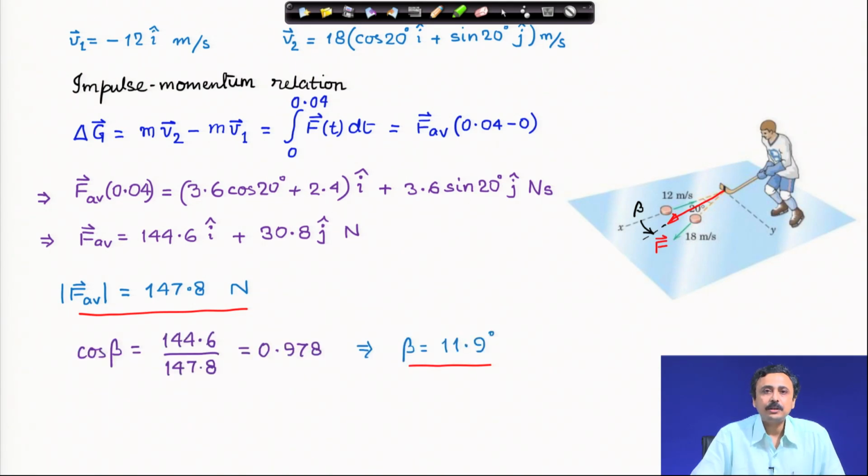And you can easily calculate the direction of that force, because we know the average force vector, and therefore, I can calculate this angle beta. The cosine beta will be nothing but the x component of the force divided by the magnitude of the force. The x component is 144.6 divided by the magnitude 147.8, which turns out to be 0.978, and from here you can calculate beta as 11.9 degrees. So, the average force vector has acted at this angle.